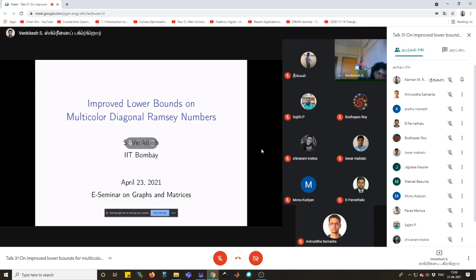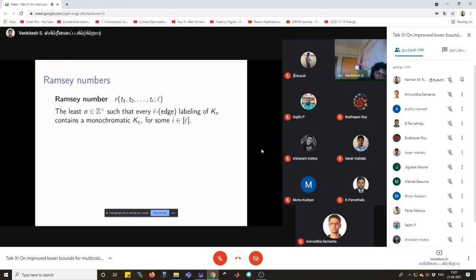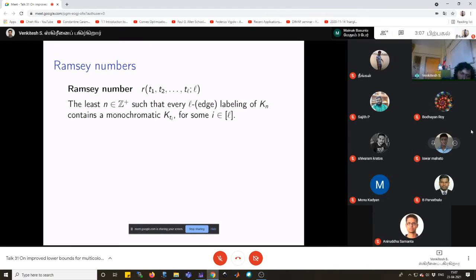Let's begin. So, what are Ramsey numbers? The multicolor Ramsey number in general, I am denoting it as R(T1, ..., TL; L), where L is the number of labels available to me, and I am considering edge labels of complete graphs. Whenever I mention labeling, I will mean edge labeling.